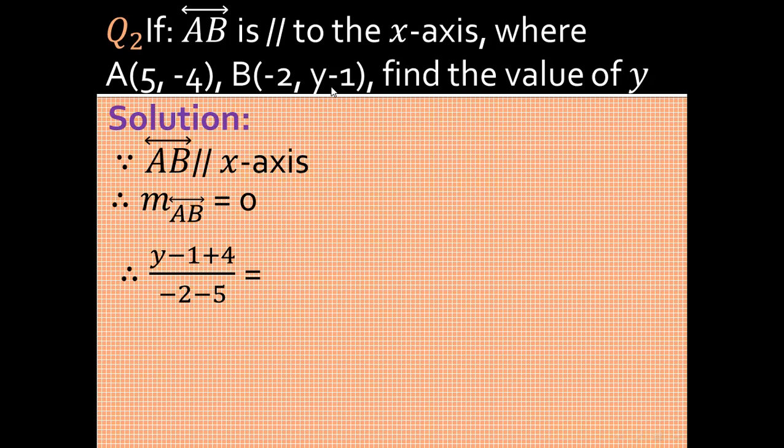Let's start from the unknown, y minus 1. Y minus 1 minus -4, and then over -2 minus 5. Y minus 1 minus negative, we can convert it into plus. 4 over -2 minus 5, -2 minus 5.